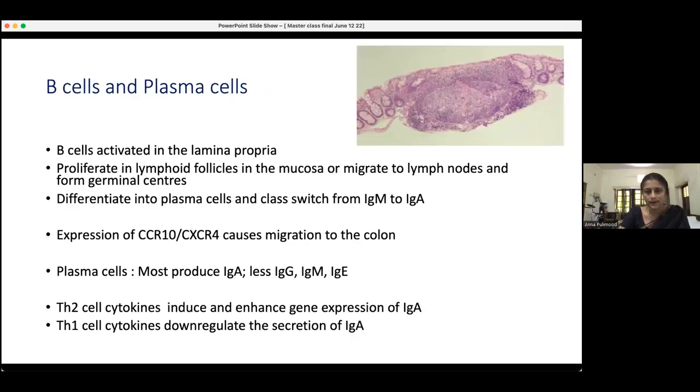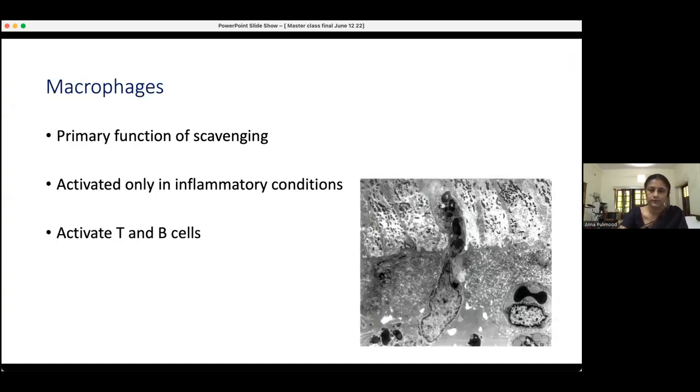B cells are activated in the lamina propria when they come into contact with the appropriate antigens. They proliferate in the lymphoid follicles, either in the mucosa or in the lymph nodes. And once they're activated, they differentiate into plasma cells. The plasma cells initially produce IgM, but they quickly class switch to IgA. So gut mucosal B cells switch to IgA production, and most plasma cells in the gut mucosa produce IgA. And Th2 cytokines induce IgA production, whereas Th1 cytokines downregulate IgA production.